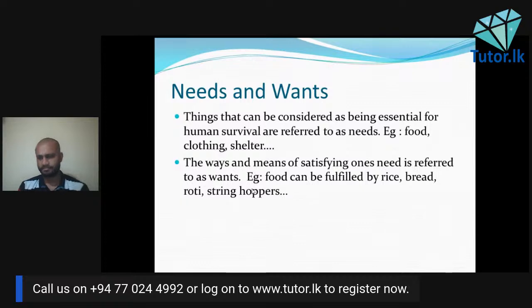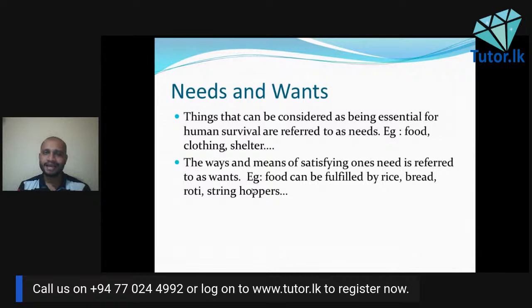What are the examples? I have given you some examples: food. Without food, can you live? No. Without clothes, can you live? Technically, no. Shelter, so it is a fundamental requirement. These can be regarded as fundamental requirements. Those have to be there if you want to live.